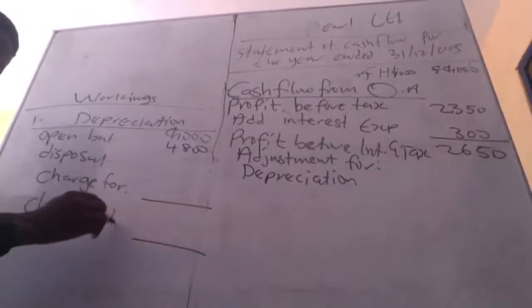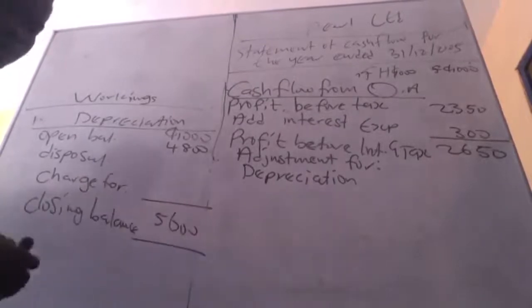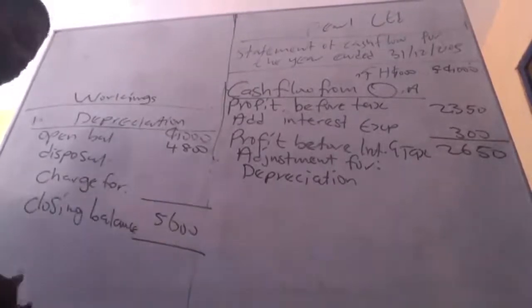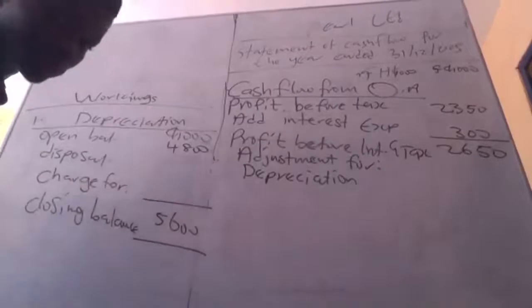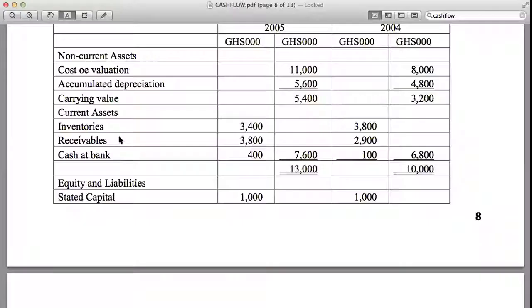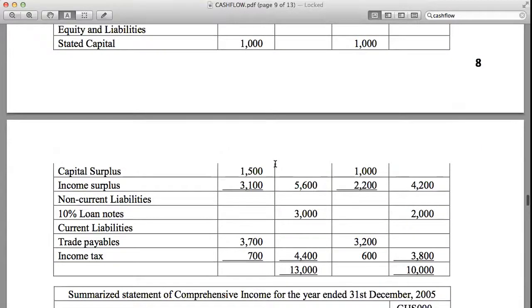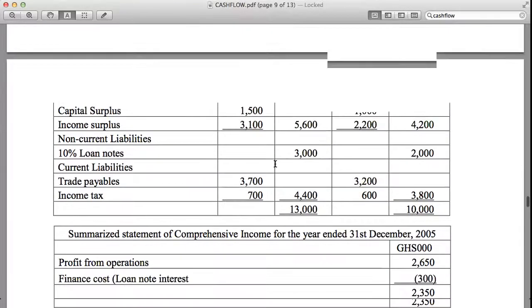So the closing balance is 5,600, right? So let's see if it's true. Please, if you have any question, kindly ask. Either you type or you raise up your hand. Now the closing balance is 5,600. Now let's go and pick the accumulated depreciation of the disposed assets.